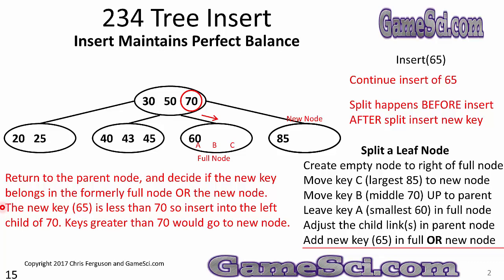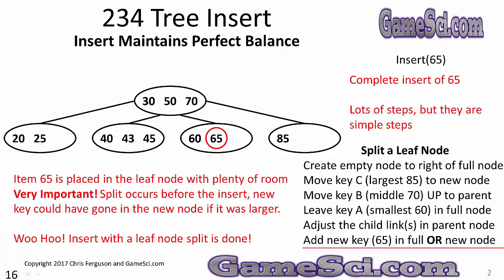The new key 65 is less than 70, so insert it in the left child of 70. Here is the left child of 70. 65 needs to go there. Keys greater than 70 would have gone to the new node. Keys less than 70 go to the left child. Complete the insert of 65.